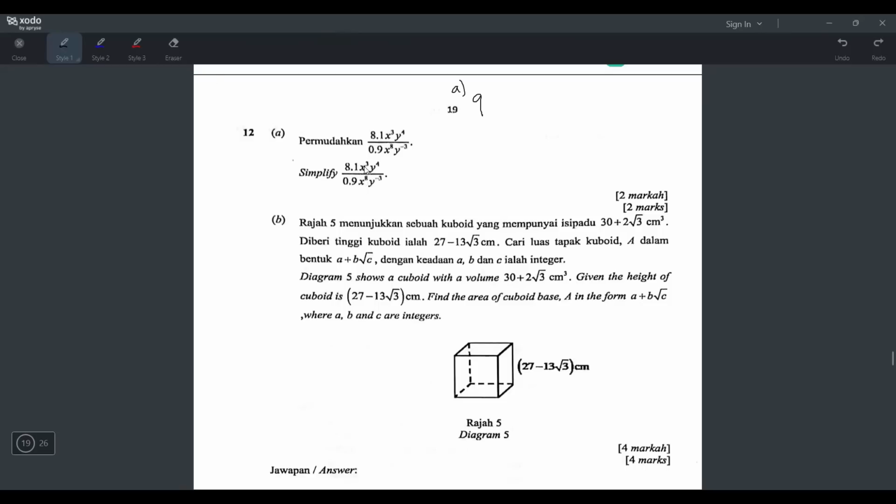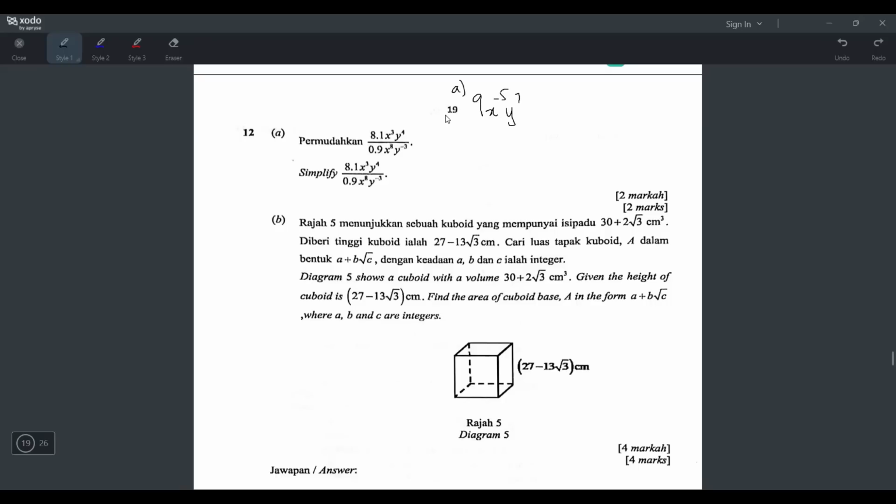Okay, if you have two terms with the same base and you try to divide them, you can take the powers and minus. So X power 3 divide X power 8 is just X power 3 minus 8, right? And if you want to do it fast, you can straight away put negative 5. 3 minus 8, negative 5. And then for the y power 4 divide y power negative 3, you use the same law, same property. 4 minus negative 3 is 4 plus 3, 7 like this, right?